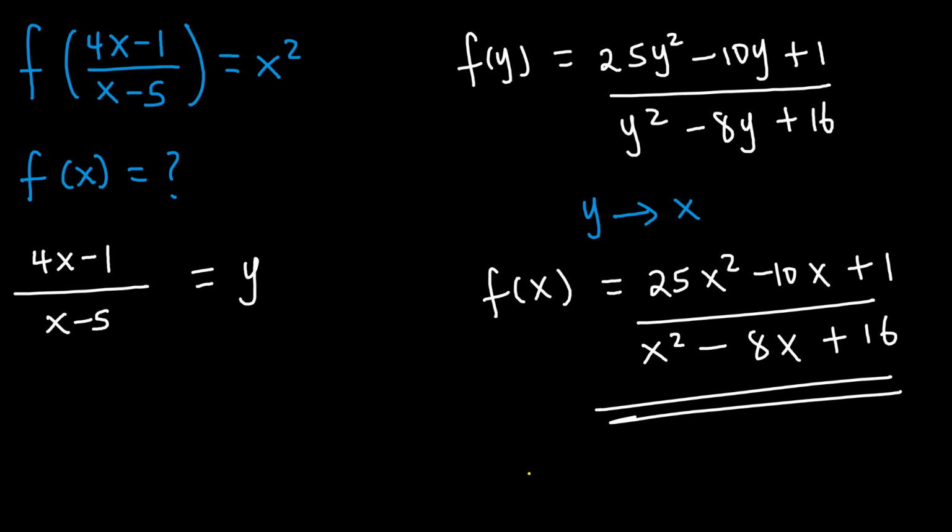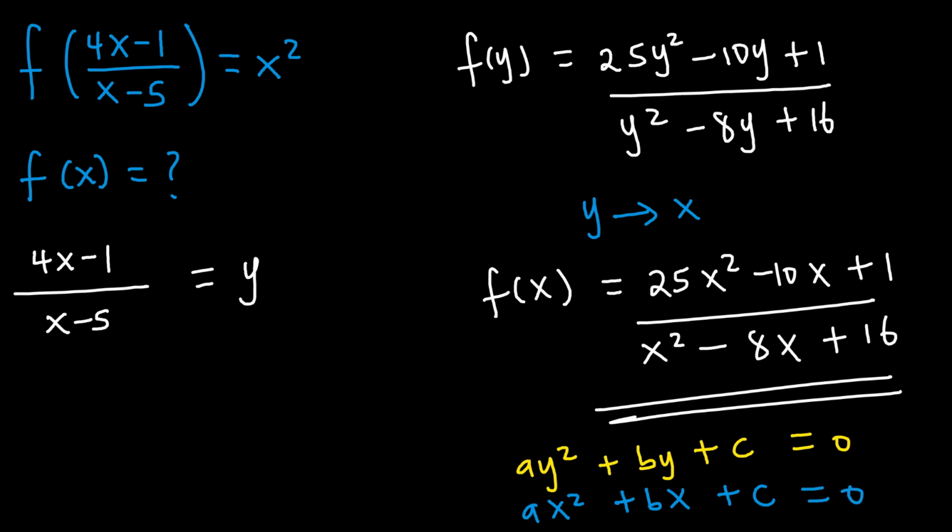So this is possible because in math, if you have an equation, let's say a times y to the power of 2 plus by and then plus c equaling 0, you can write the same equation in terms of a different variable, let's say x. So the same equation can be written as ax to the power of 2 plus bx and then plus c equaling 0. So these two equations are the same. Therefore, that's how you can solve such a functional equation.